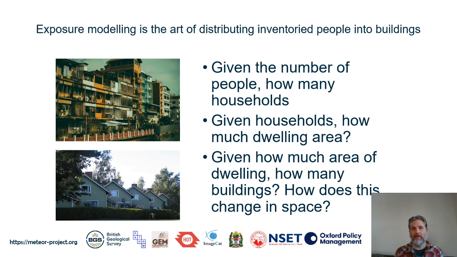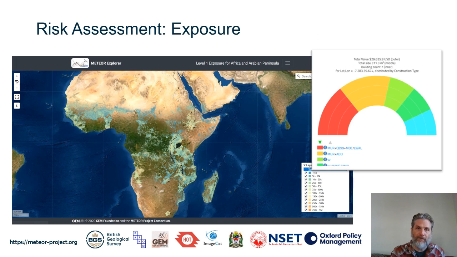Structure type that can be used to assess damage from multiple hazards, and then how does this change throughout a given area that you're looking at. So this is the type of information that we're talking about. This is a representation from the Meteor project hosted by Jim of what that looks like for the LDCs in Africa. I guess it's all in Africa here in this presentation.